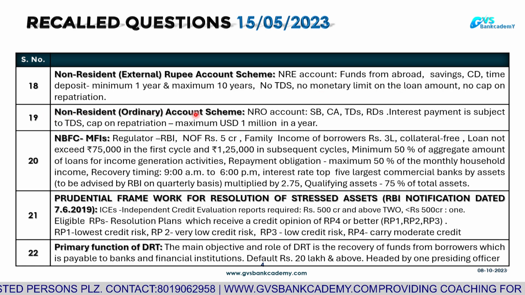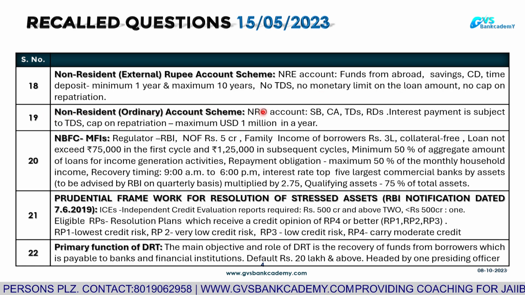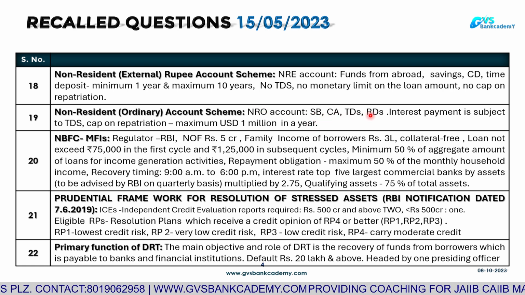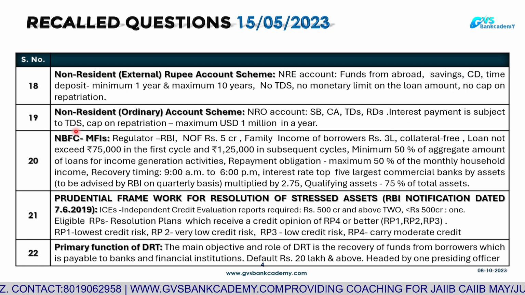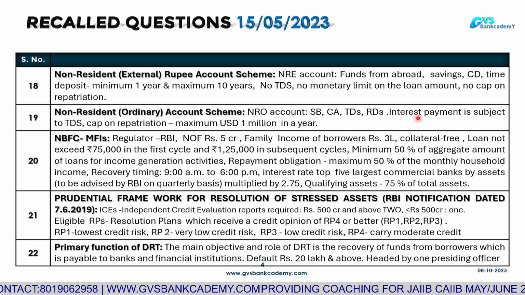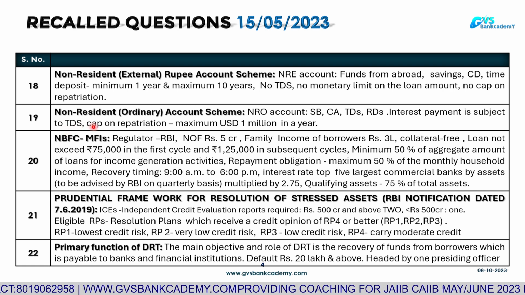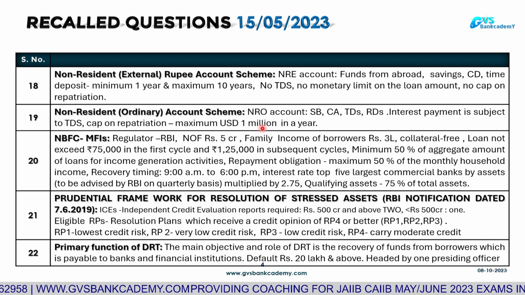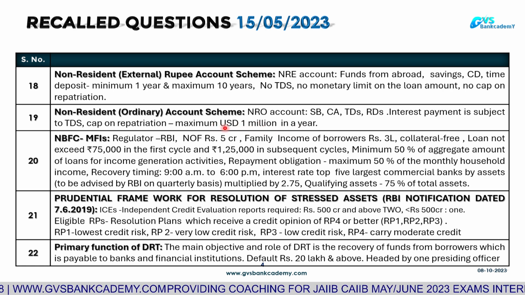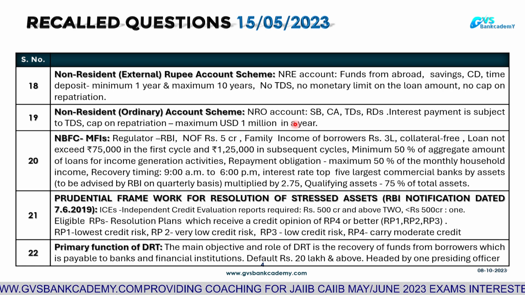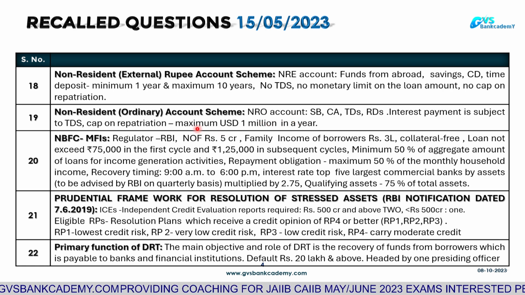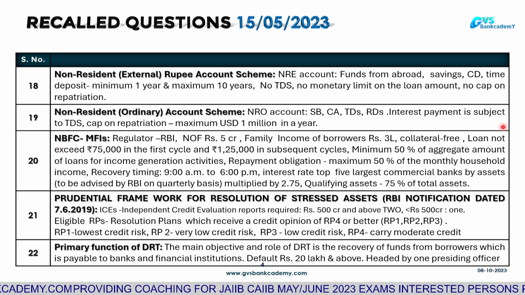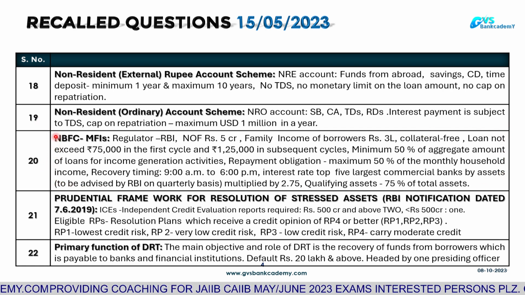Question 19, non-resident ordinary accounts. Funds from local or abroad; we can open SB, current account, time deposit, RD. Interest payment is subject to tax, TDS, income tax. How much can you transfer from this account? Maximum in a year, 1 million, which means $10 lakh; we can remit 1 million from this account to abroad. This is the question they asked. Question 19 is very important for all exams.